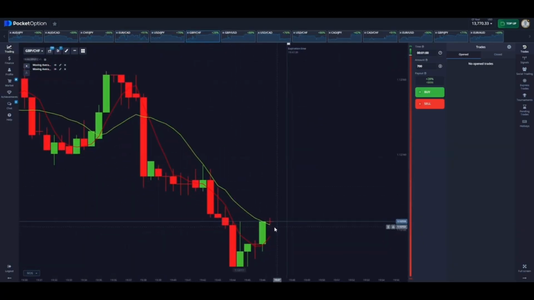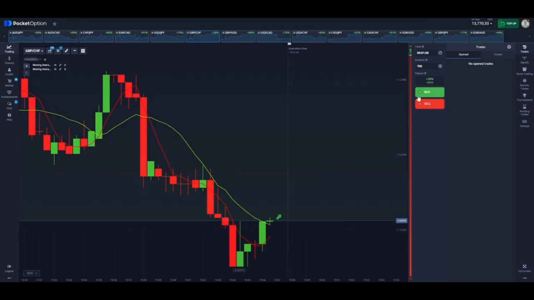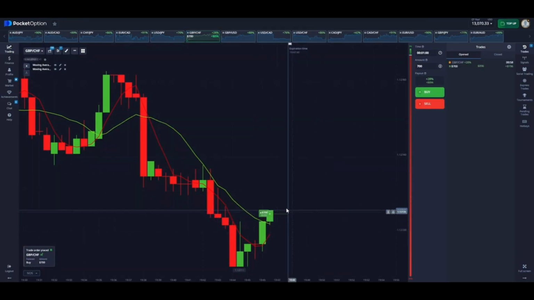Well, in just a second, the moving averages will cross. I think I'll open my second position here based on my experience. This strategy works great on the OTC market as well, so you can use it not only on Forex pairs, which I'm trading right now.